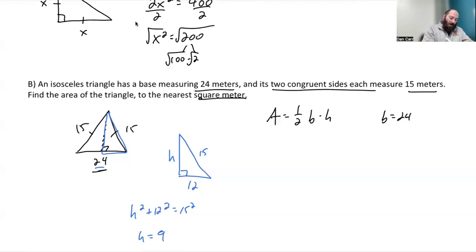Now I have enough for my area. Area is equal to 1/2 times the base 24 times the height of 9. So I just multiply these three numbers together. 1/2 times 24 times 9 gives me 108 square meters in this case.